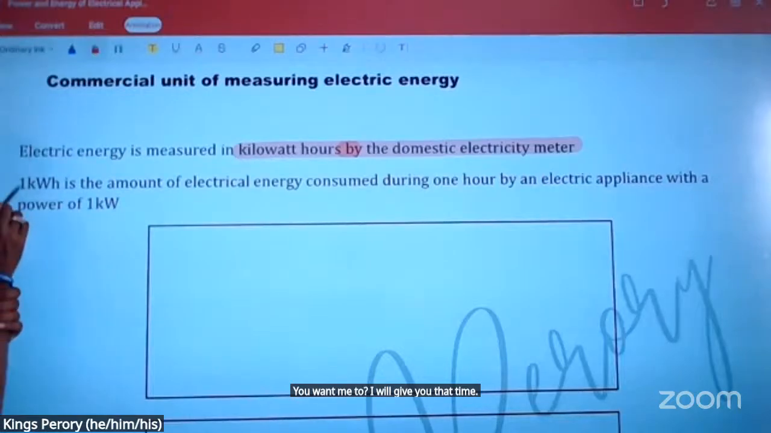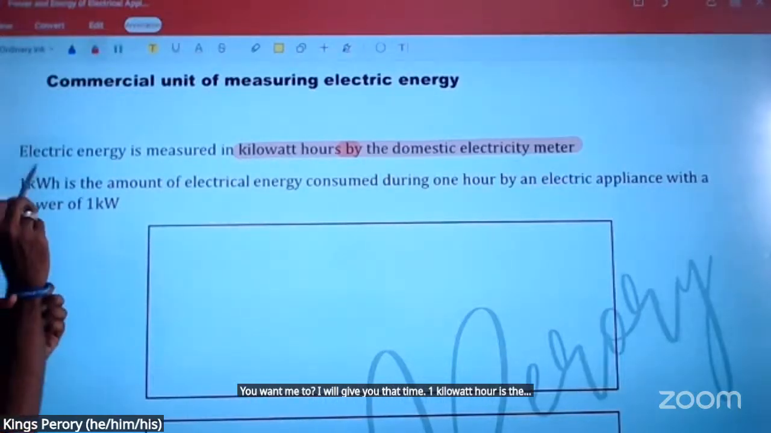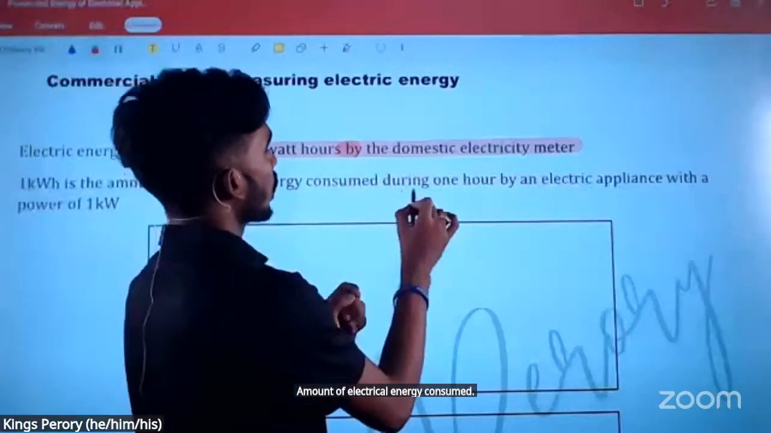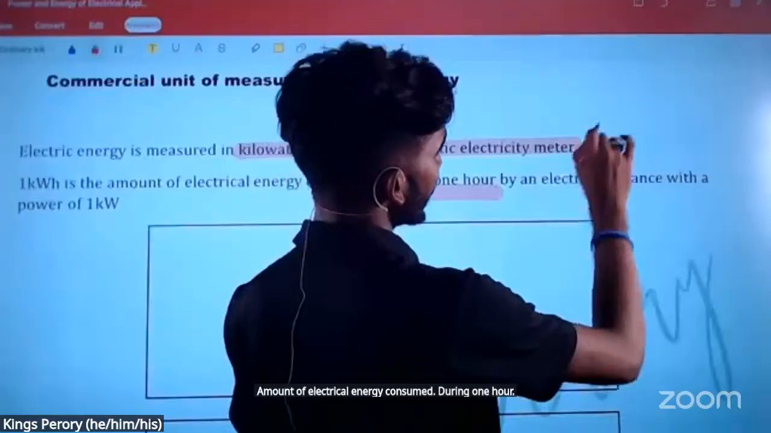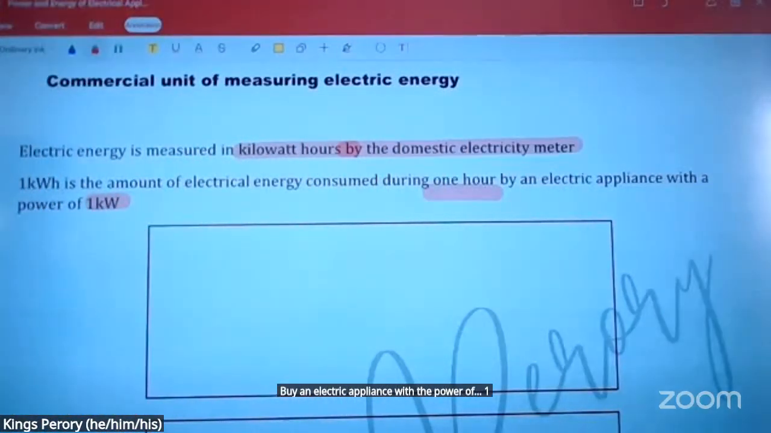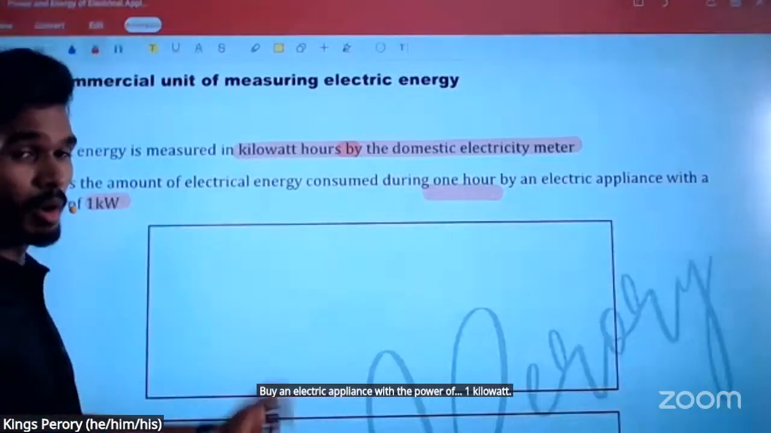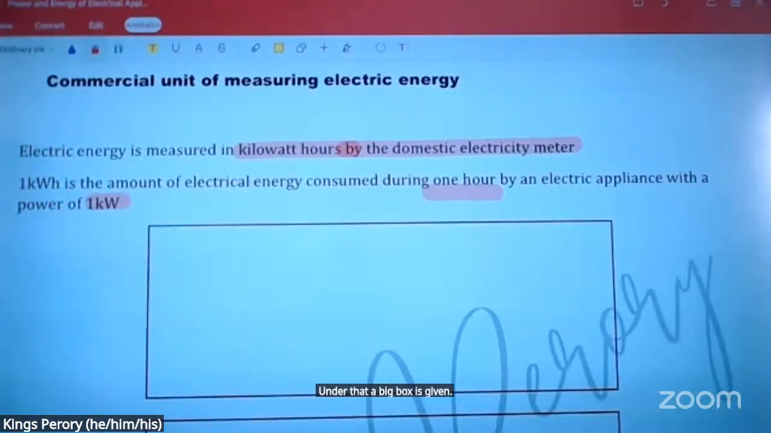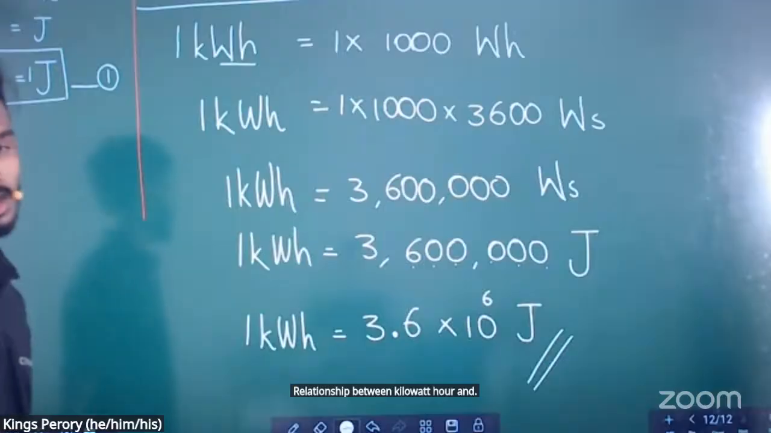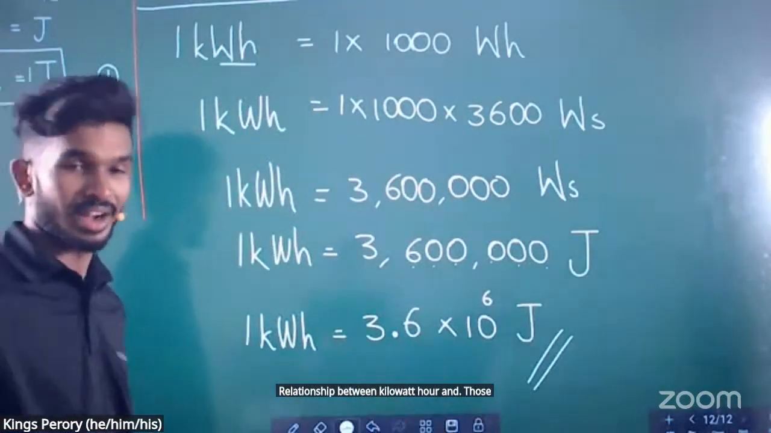1 kilowatt hour is the amount of electrical energy consumed during 1 hour by an electric appliance with the power of 1 kilowatt. Under that a big box is given. I want you all to write the relationship between kilowatt hour and joules. Write all these steps. Try to do it on your own.